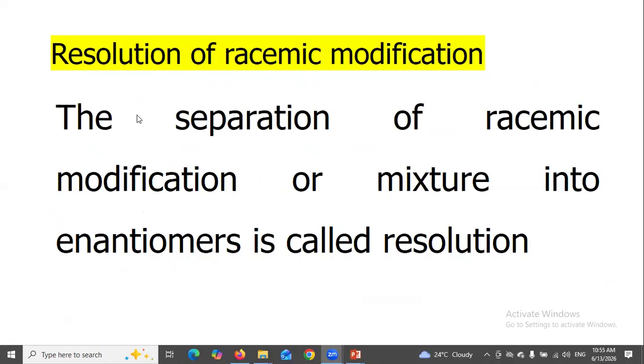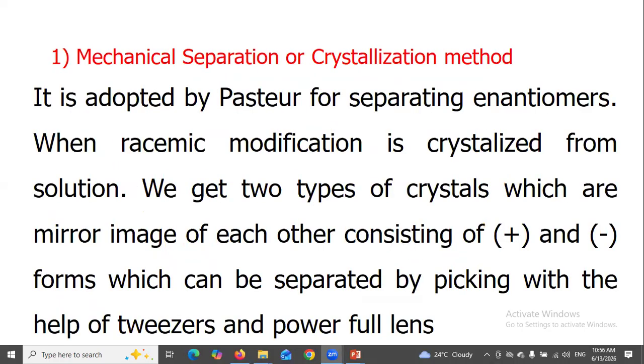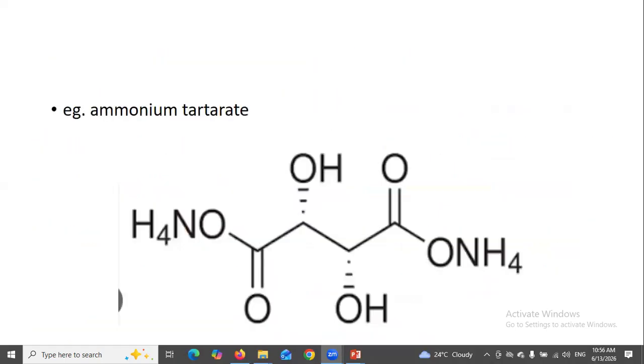Resolution of racemic modification: the separation of a racemic modification or mixture into enantiomers is called resolution. Mechanical separation or crystallization was adopted by Pasteur for separating the enantiomers. When a racemic modification is crystallized from solution, we get two types of crystals which are mirror images of each other, consisting of plus and minus forms, which can be separated by picking with the help of tweezers and a powerful lens.